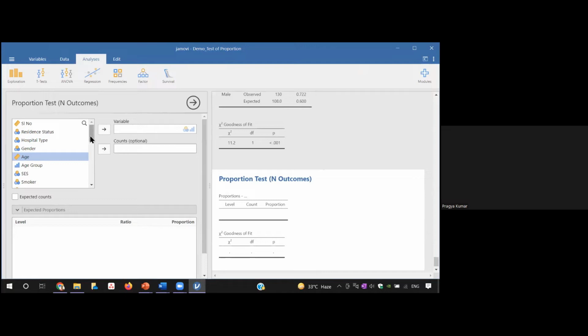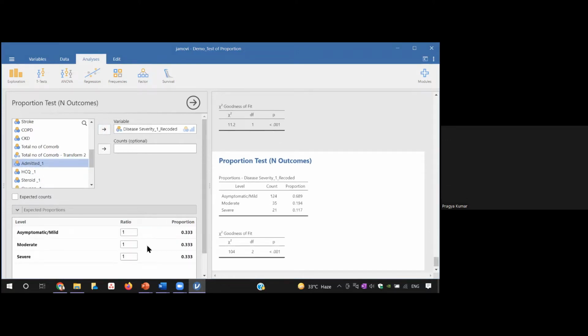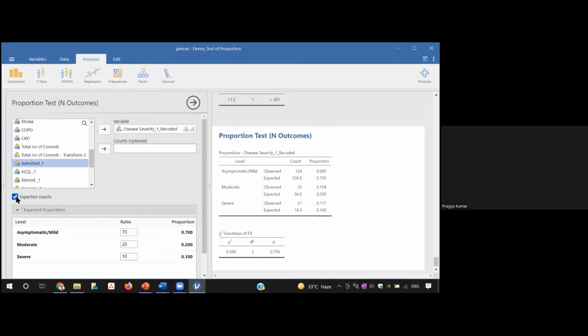In this goodness of fit, the first was the severity. So disease severity I have entered here. If you don't write anything here, it will take equal proportions. But it is given in the question that 70% are asymptomatic. So I'll enter 70% here, 20% are moderate, and 10% are severe. Now if you check this expected count.